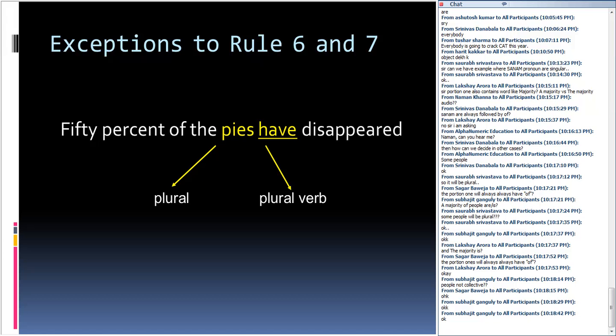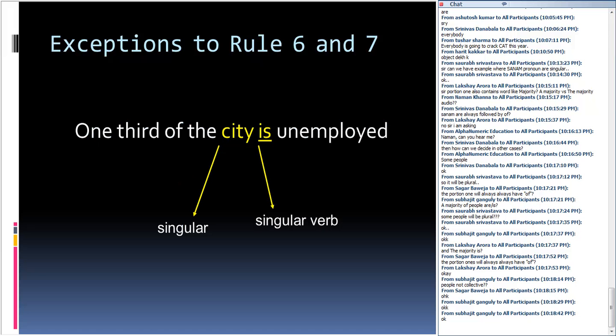Now another example is where you have a plural subject. 50% of what? 50% of pies. Now pies is plural, so you have a plural verb. Have disappeared. Okay. 1/3 of the city. Now this is a portion. 1/3 of what? City. City is singular. So that is why you have a singular verb. 1/3 of the city is unemployed.